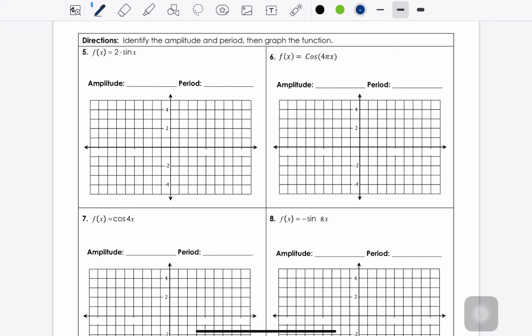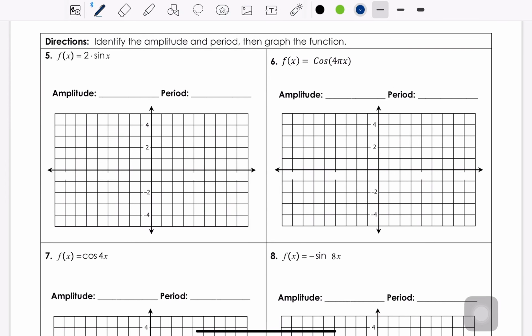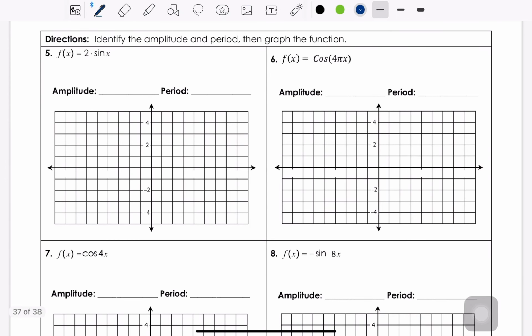So let's begin. The first thing again that we want to do is find the amplitude and the period. So the amplitude is going to be, again, the absolute value of a, which in this case is 2, and the period will be 2 pi divided by 1. In between sine and x is just 1. So that's why we're going to do 2 pi divided by 1, which just ends up being 2 pi.